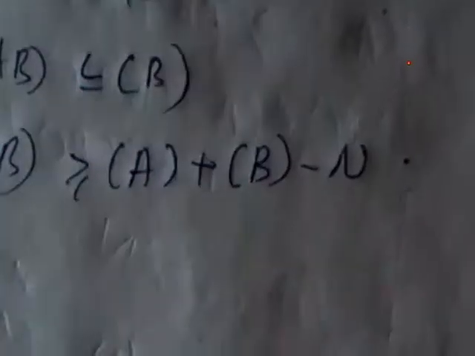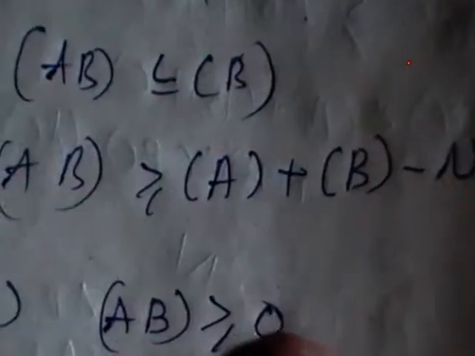I think you need bracket AB, which is given to you. A is given, B is given, N is given. So all the data is with you. First let us check the first condition. AB greater than or equal to 0. Yes, AB is nothing but 40, which is greater than 0. So the first condition is satisfied.